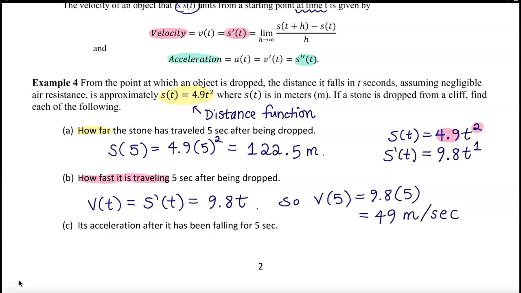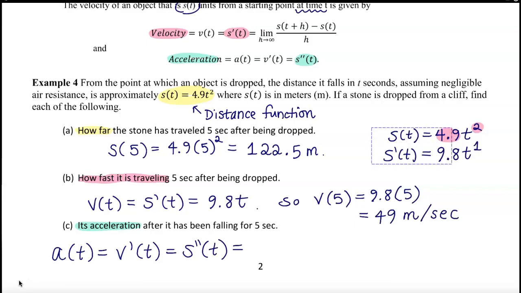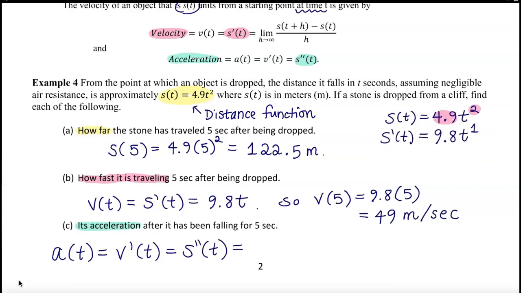The last question has to do with acceleration. Is the acceleration after it has been falling for 5 seconds? So if you want a of t, the acceleration, remember that is the derivative of the velocity function, which means the second derivative of our original distance function. Let me go ahead and just find the second derivative.